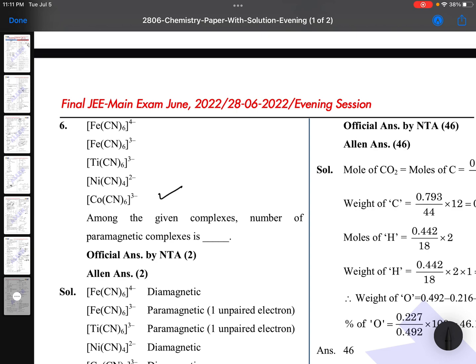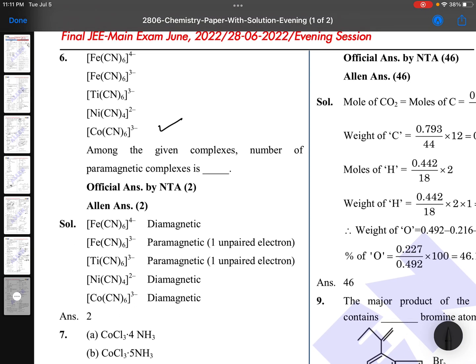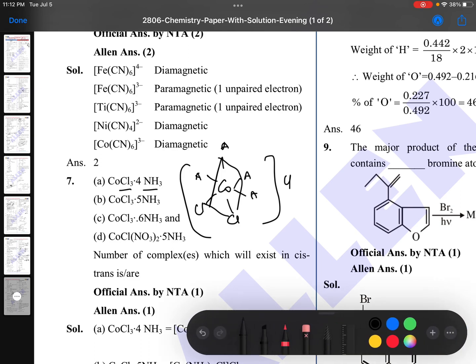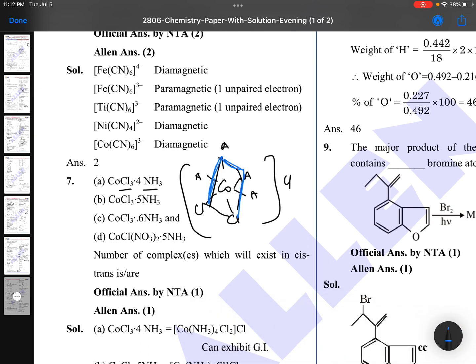Fe(CN)6, this question we did. Number of paramagnetic complexes. We were discussing in detail about this one. This question I think we missed. CoCl3 4 ammonia means ammonia, ammonia, ammonia, and ammonia. For example, like this, chlorine, chlorine, and one chlorine will be outside. When it is like this, you can see whatever line I made, 2 chlorines are side by side. You can say this is cis form, like that. You can write cis and trans for only this. 5 ammonias are there, 6 ammonias are there. When 5 or 6 ammonias are there, there is no chance of showing any isomerism.